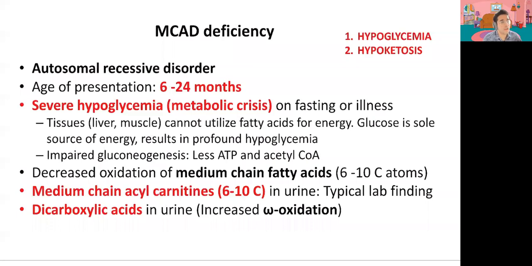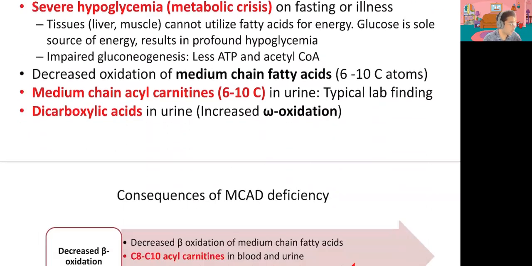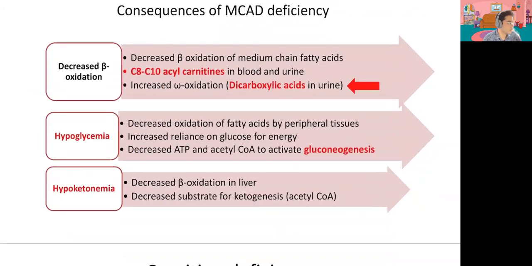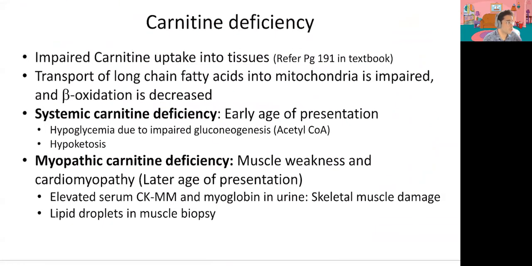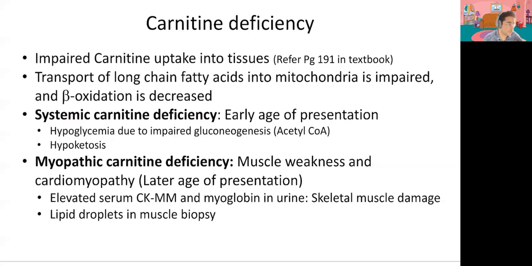Because remember, with hypoglycemia you're not going to be able to do gluconeogenesis, because you're in a prolonged fasting state. Hypoketosis is because you're not creating acetyl-CoA in order to create ketone bodies in an even more prolonged state. So age of presentation is very early on, 6 to 12 months, with severe metabolic crises. Medium chain is what is implicated here. So when you're going through this, guys, test yourself, do practice questions because it's a struggle.